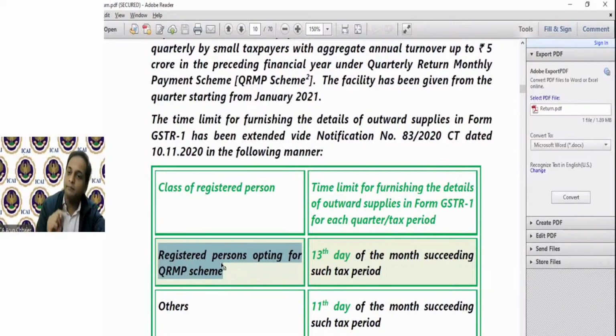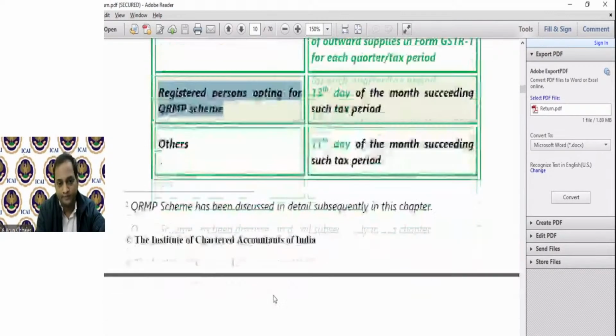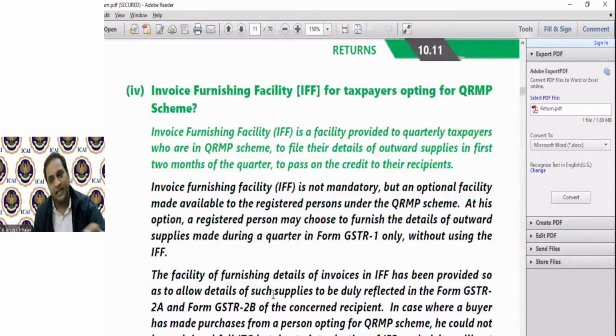In case of the QRMP taxpayer, after the end of the quarter, they need to file the GSTR-1 by 13th of the month after the end of the quarter. In case of others, means monthly, the due date is 11th after the expiry of the month. This is for the GSTR-1. Now, what is the IFF? The full form of IFF is Invoice Furnishing Facility.